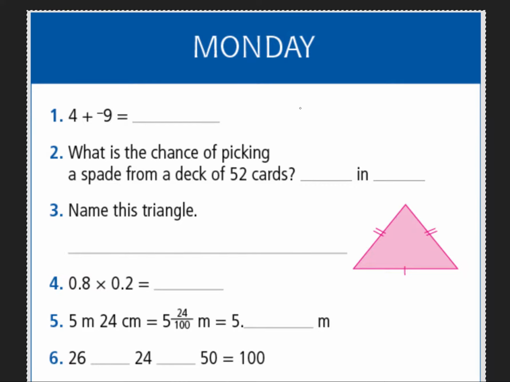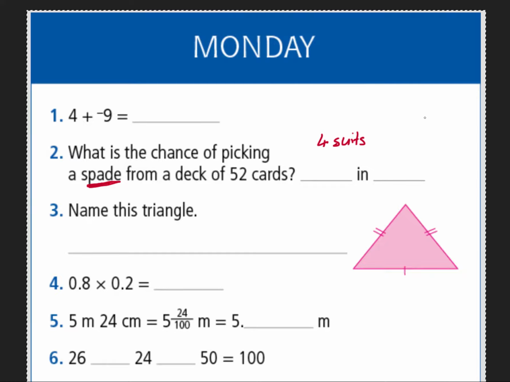Question 2. What is the chance of picking a spade from a deck of cards? And there's 52 cards in the deck. So in our deck of cards, we've got 4 suits. They're diamonds, hearts, spades, and clubs. And there's the same amount of each, so there's 4 suits in the deck. Okay, and one of those suits is spades. So a quarter of the deck, 1 out of 4 of the cards, is going to be a spade.